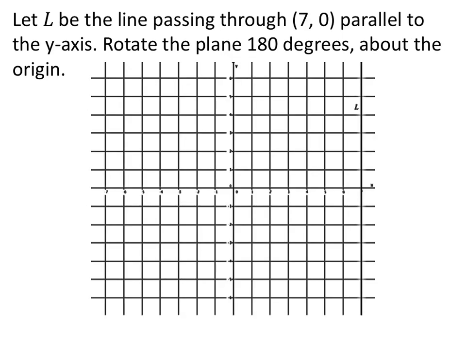Alright, let L be the line passing through the point 7, 0, parallel to the y-axis. So we can show this line, again, it's just for emphasis. It's this purple line right here. Rotate the line 180 degrees around the origin and see what you get on that. Yeah, so we're looking at this point 7, 0 is this point.